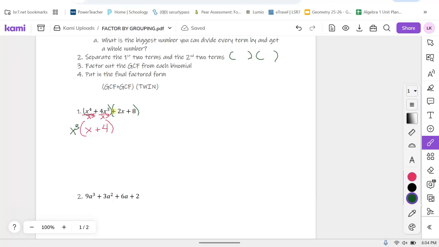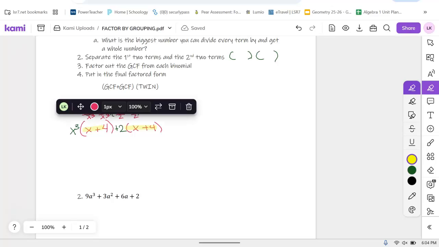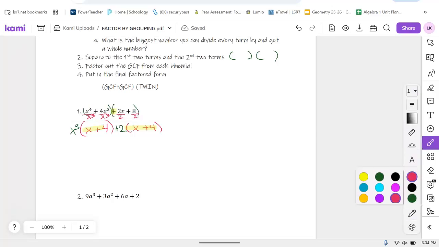So then I'm looking at the 2x plus 8. I can't take an x out because the 8 doesn't have an x. 2 does go into 8, so I can take a 2 out. And then if I divide each thing by 2, I'm going to get x plus 4. These two are identical. They're twins, which is what you want. If they do not end up being the same, something is wrong.